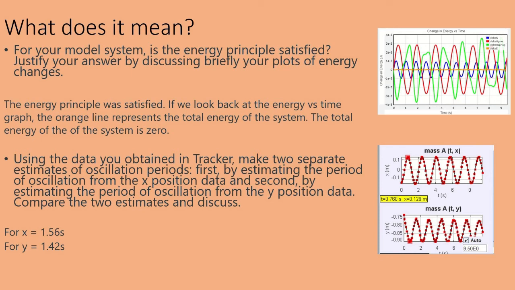And then we can make two separate estimates of the oscillation period. First, by estimating the period from the X position, and then comparing it to the period from the Y position. As you can see, I just did them right there from Tracker. The period of the X is a little longer than the period of the Y, and since they're not the same, we can infer that the motion of oscillation is not a perfect circle, but rather more like an oval shape.